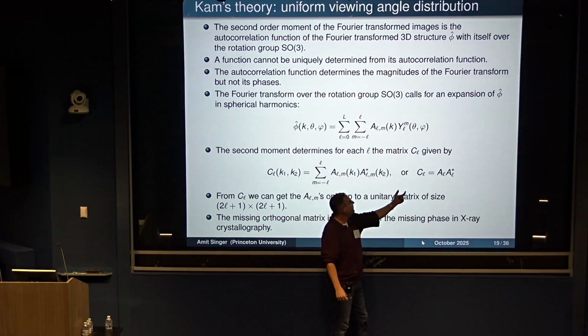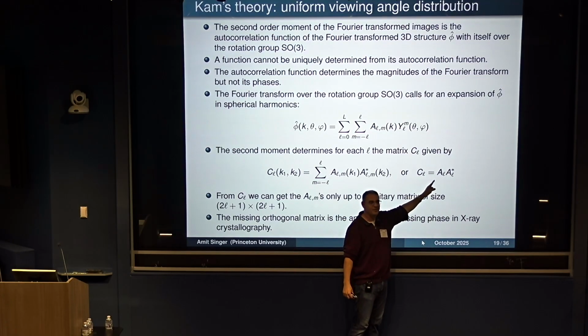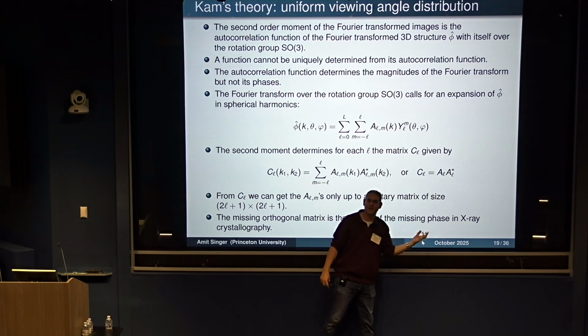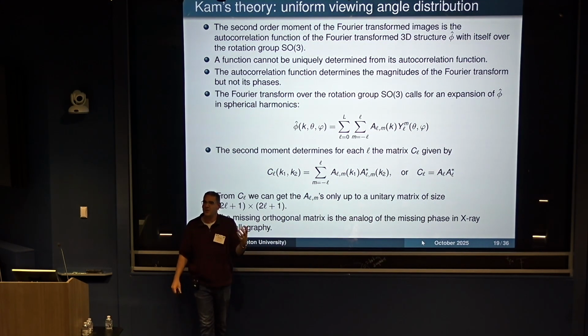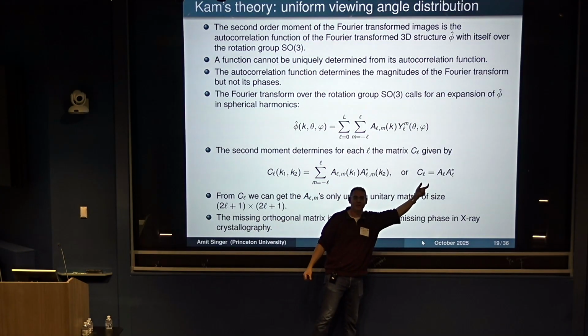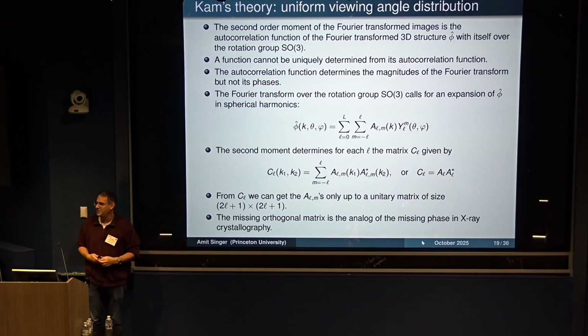Or in matrix notation, you can write it as C_L equals A_L times A_L complex conjugate transpose, meaning that from C_L you can almost take the square root. You'll do Cholesky decomposition and get the A_L, but the Cholesky decomposition is not unique. You can multiply this A_L by any unitary matrix. So just like in phase retrieval, where we don't get the phase, e to the i phi, here we miss unitary matrices. It's the same analog of the phase retrieval problem, but now with unitary matrices that are missing.